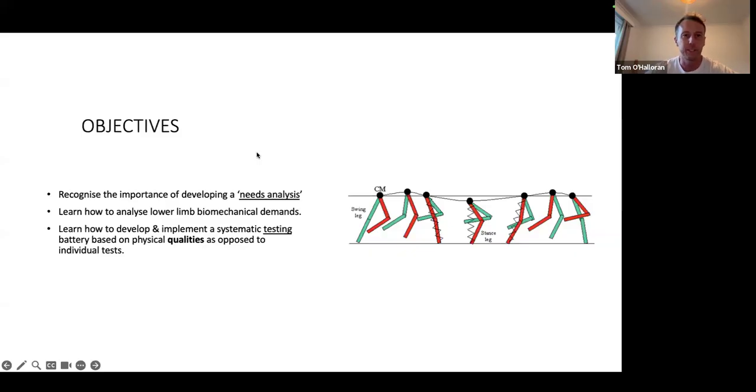So some of the objectives are to recognize the importance of developing a needs analysis. I want to try and learn how to analyze lower limb biomechanical demands, and then learn how to develop and implement a systematic testing battery based on physical qualities as opposed to just individual random tests.